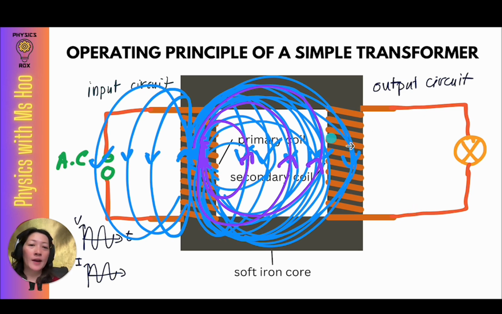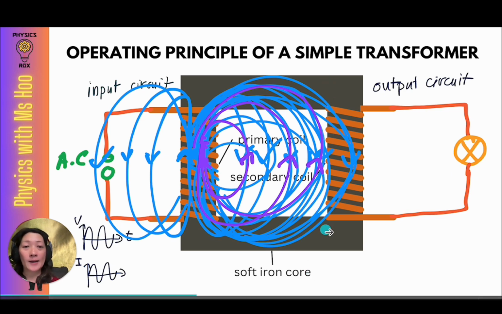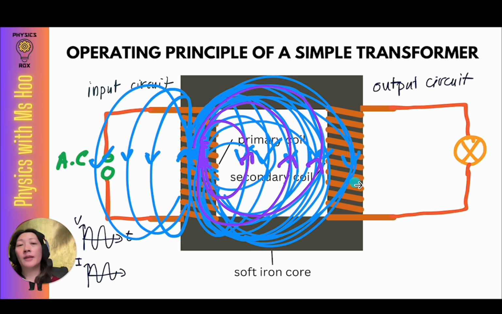So obviously, if there are more loops on the coil, this would create a greater potential difference because there's more work done. So the more loops you have on the coil, the greater the voltage. The less loops you have on the coil, the lower the voltage. So this is how we can also change the voltage of the alternating current power supply.